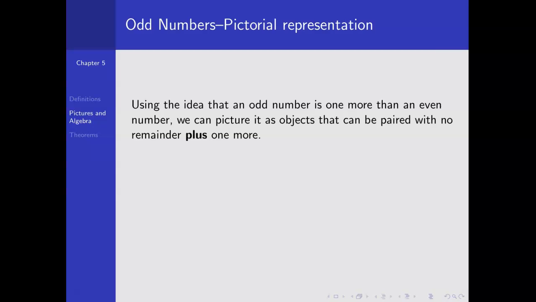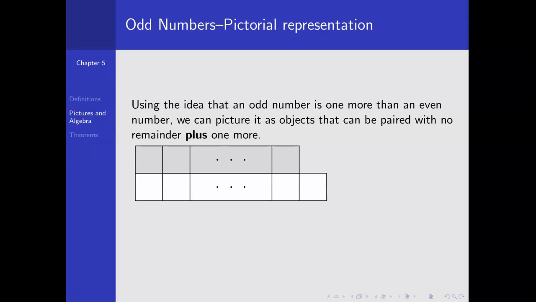Now on to odd numbers. We want our pictorial representation. So using our idea that an odd number is one more than an even number, we can picture it as objects that can be paired with no remainder and then plus one more. So it's going to be an even number, that's objects paired with no remainder, plus one. So in our picture we see we have objects paired with no remainder until we get to the end where we have remainder 1. You could also think of this as being paired with remainder 1.